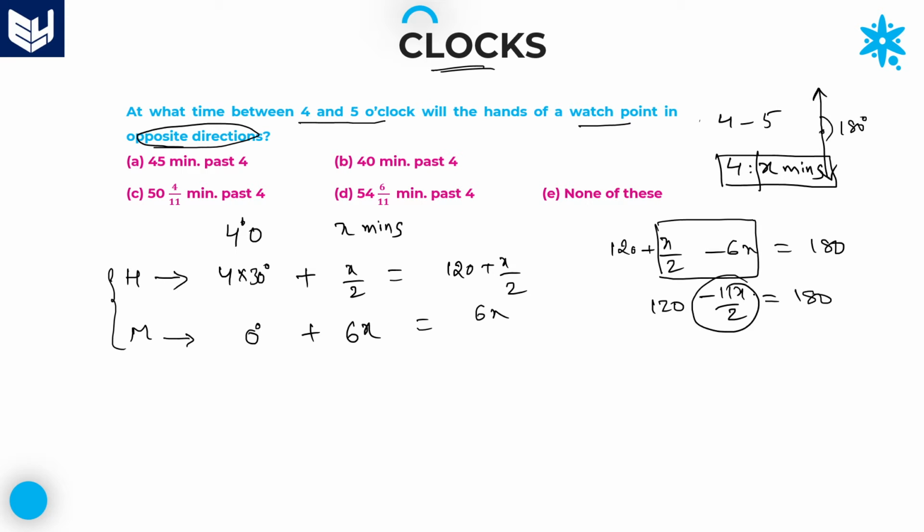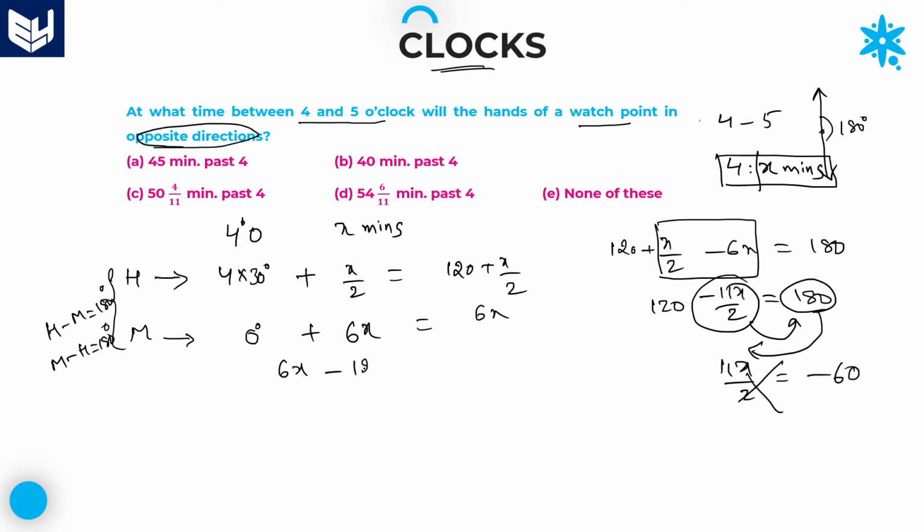If you take this value to the right side and that value to the left side, 120 minus 180 gives you 11x by 2 is equal to minus 60. You are getting a negative sign, so you should not take it in this manner. If you take h minus m is equal to 180 degrees, you get a negative value. So you have to take m minus h is equal to 180 degrees. Then you will get a positive sign.